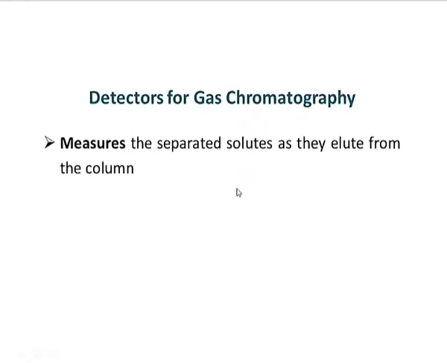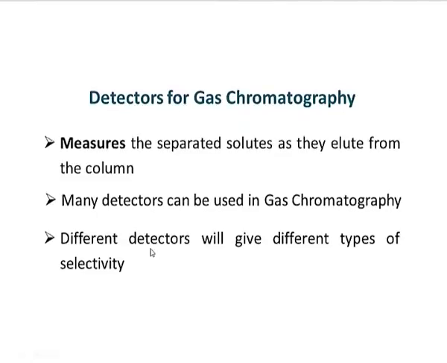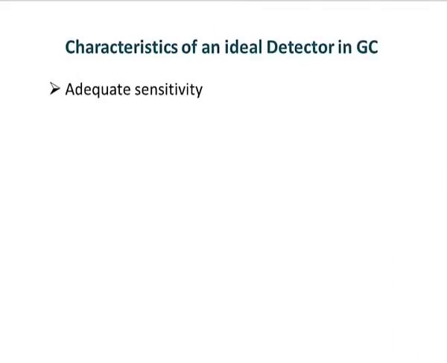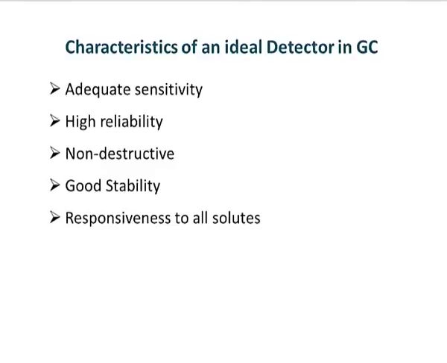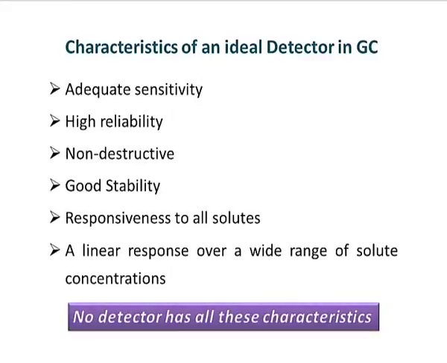This brings me to the last part of gas chromatography, which is about detectors used in gas chromatography. A detector would certainly measure the solutes. There could be different types of detectors used in gas chromatography, and different detectors certainly use different types of selectivity. The characters which one would look for in an ideal detector are that they should have adequate sensitivity, high reliability, they should be non-destructive, should have good stability, should be responsive to all the solutes, and should have a linear response over a wide range of solute concentrations. Unfortunately, you would not find a single detector which would have all these characteristics.